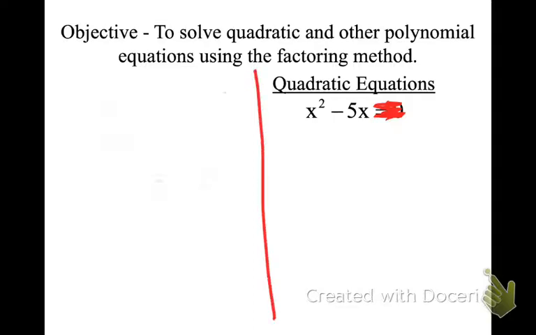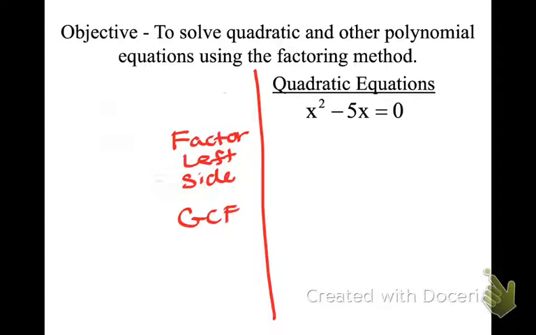Over here, you're going to give me the directions. So temporarily, the first thing you're going to do is factor the left side. What form of factoring can we do? GCF. And that would be? X. Okay, x times what? The quantity of x minus 5. x(x minus 5) equals 0.